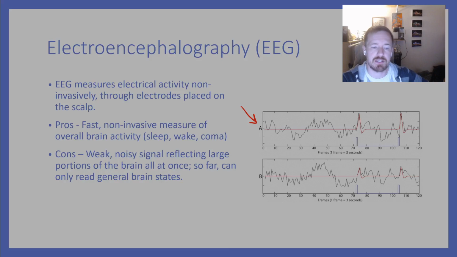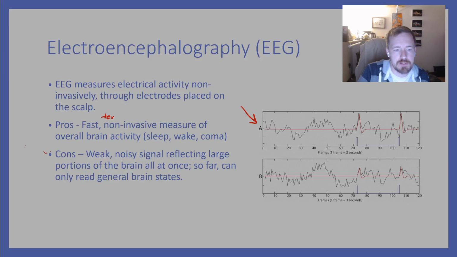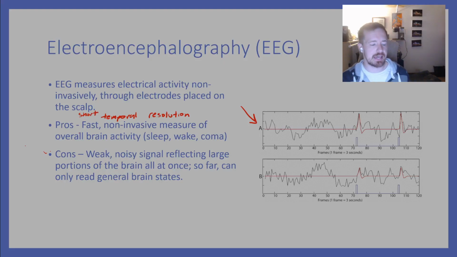The advantage of this is that it's fast. Sometimes you'll hear this talked about as temporal resolution, and I feel like I should have used this language because y'all are grown-ups and y'all can handle it. Short temporal resolution means that the moment between when the brain was active and when we can record that signal is very fast. It's effectively instant for EEG. You can pick up the signal very quickly.